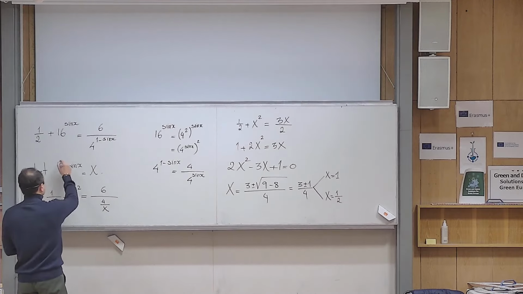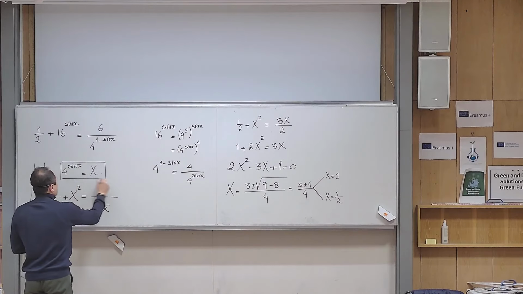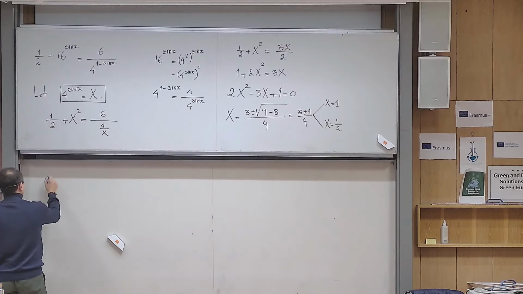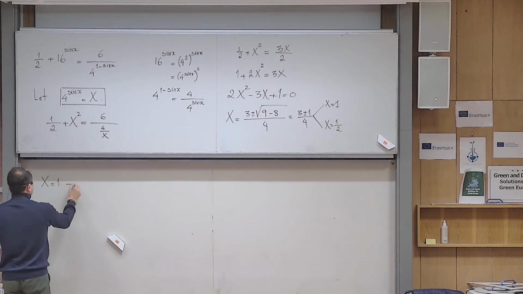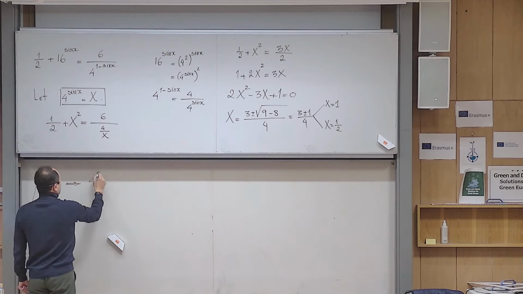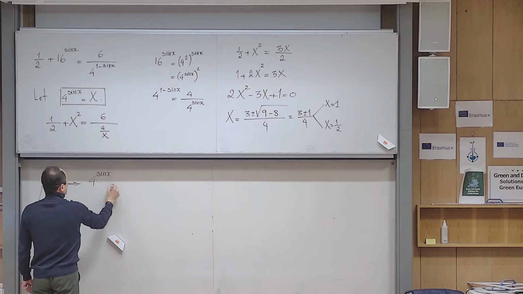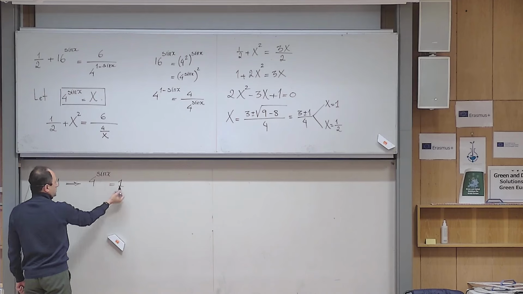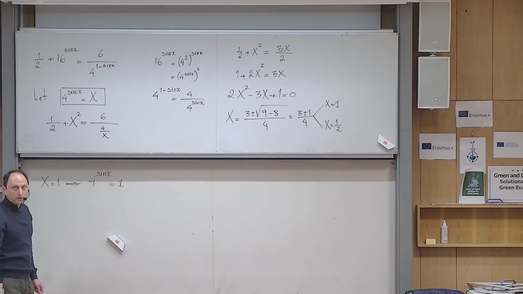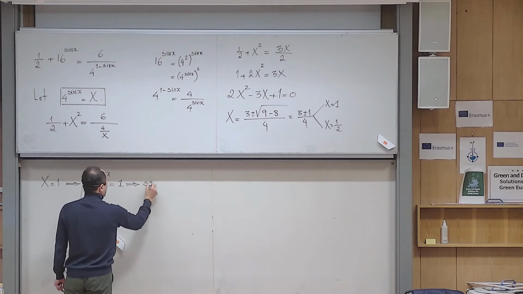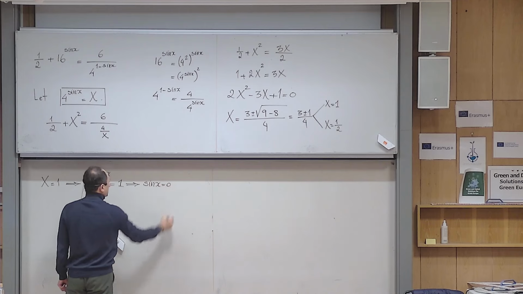So remember this definition of capital X. So what we do, you say that, okay, if capital X is 1, it means that 4 to the sine X is 1. Okay, 4 to a power is supposed to be 1. This cannot happen unless the exponent is 0. So sine X is equal to 0.